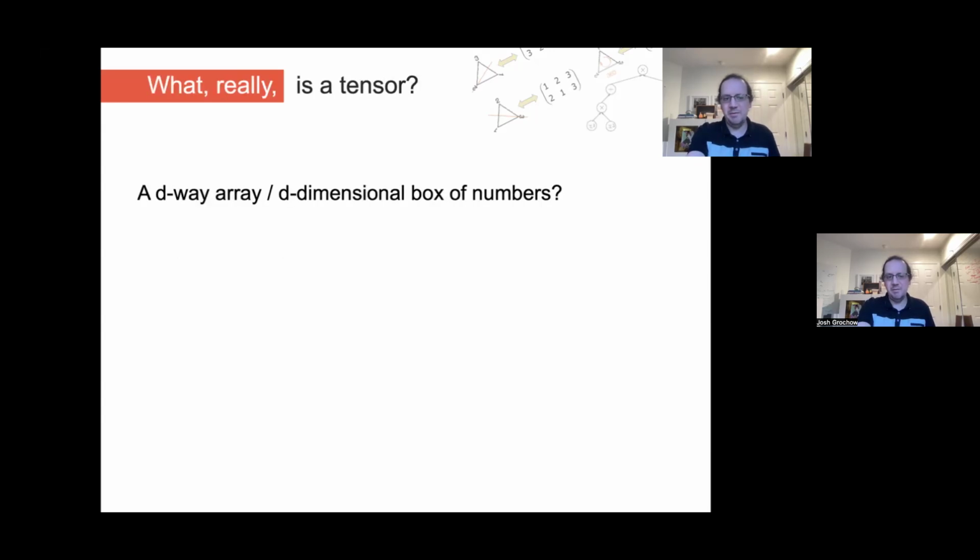Okay, so first we have the first of these three, which is reductions between tensors. And to talk about this, I want to come back to what really is a tensor. We said it's not really just a D-way array or a D-dimensional box of numbers. To get a feel for this, I want to go back to matrices. What even really is a matrix? What makes a 2D array of numbers a matrix? When do we call it a matrix? When does linear algebra apply to this? You can't just throw any numbers you want in there and say, oh, yes, now it's linear algebra.